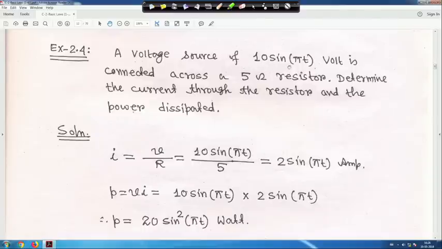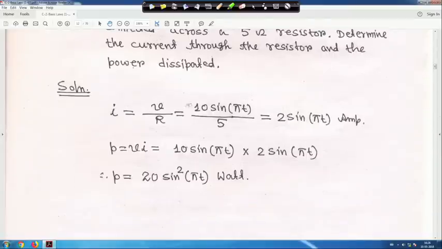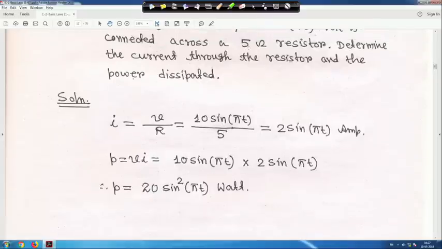So 10 sin pi t volt is connected across a 5 ohm resistor. We have to determine the current through the resistor and the power dissipated. So we know I is equal to V by R. The voltage is given as 10 sin pi t, and R is 5 ohm, so that is actually 2 sin pi t ampere, a time function.